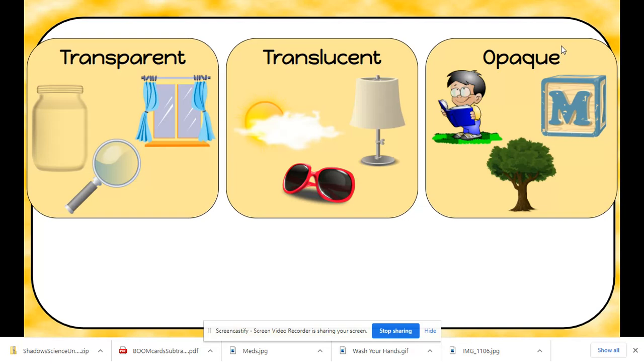And remember, boys and girls, transparent objects, the light goes all the way through. Translucent objects, the light goes through a little bit. And opaque objects, the boy, the block, and the tree, no light goes through these objects at all. So remember the difference between the three examples. And remember, in a previous science assignment, you had to give examples of transparent objects, translucent objects, and opaque objects.